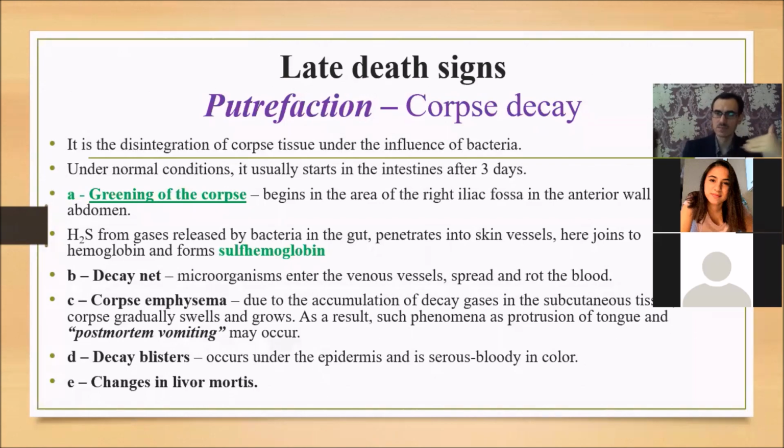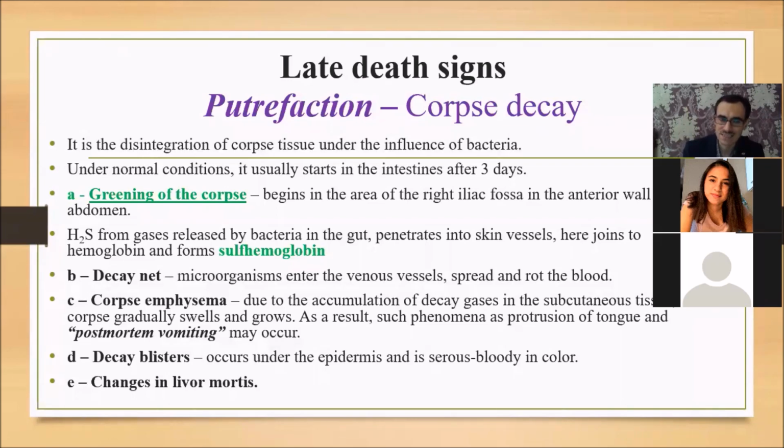Then the microorganisms enter the veins, spread and rot the blood. Then during this process gases are separated, and these gases accumulate in the subcutaneous tissue, and the corpse gradually swells and grows. We call it corpse emphysema, and as a result we can find protrusion of the tongue, and post-mortem vomiting may occur.